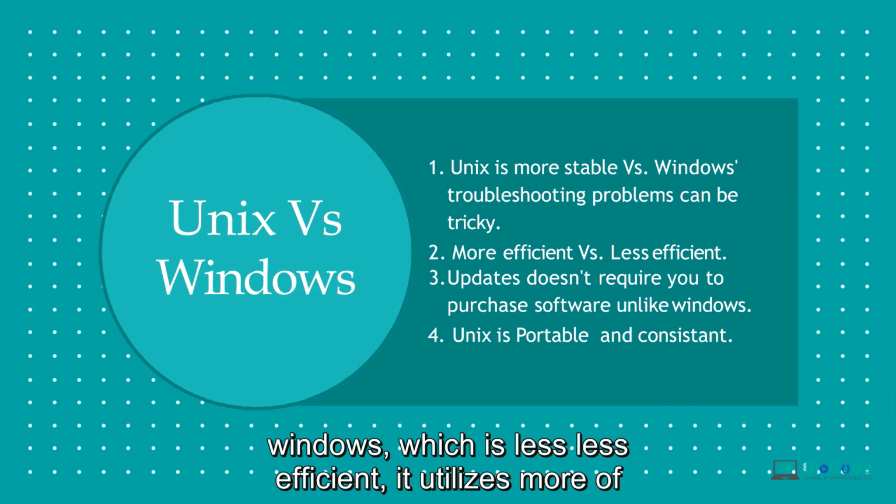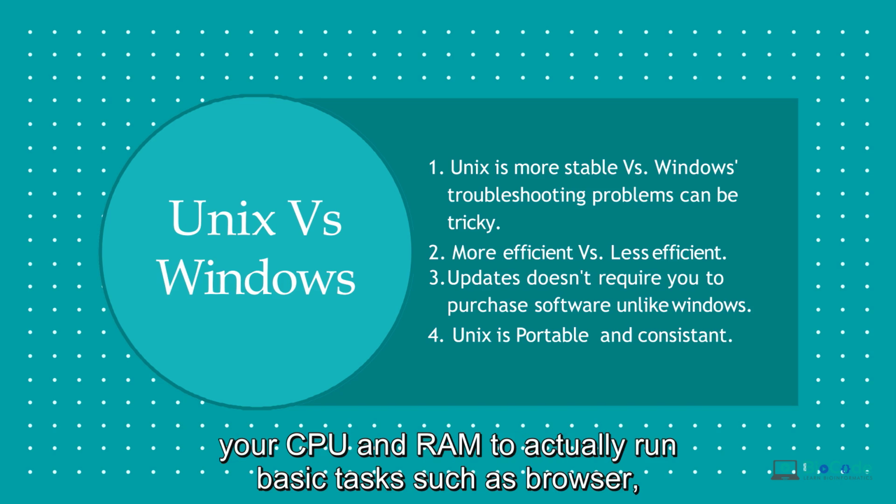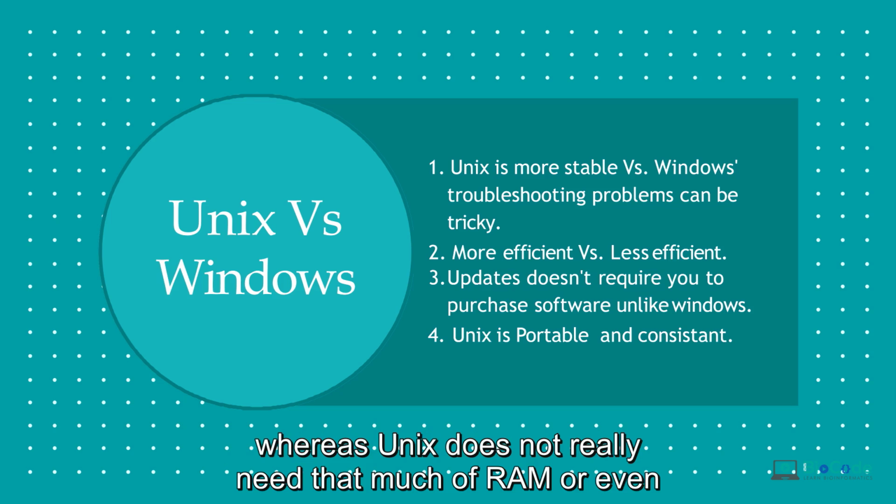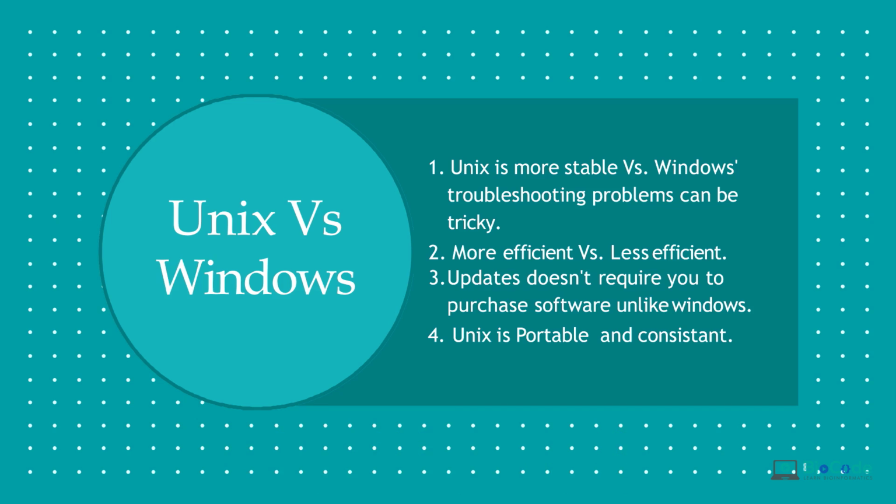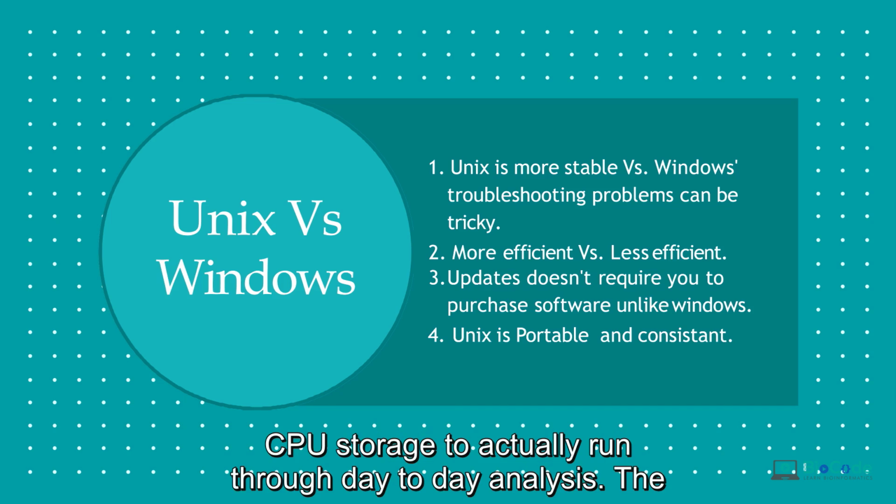Windows utilizes more of your CPU and RAM to actually run basic tasks such as a browser, whereas Unix does not really need that much RAM or even CPU usage to actually run through day-to-day analysis.